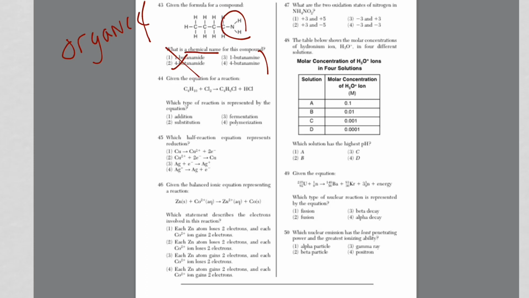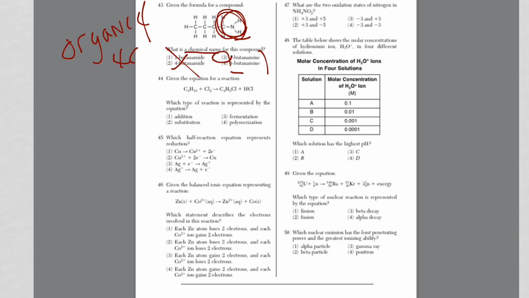Then it's either 1-butamine or 4-butamine. The but comes into play because there are 4 carbons in the molecule. Okay, and then the 1 or the 4 is where the functional group is. And you always go with the lowest number, so you count the carbon chain from right to left and left to right. So the best answer for 43 is choice 3.